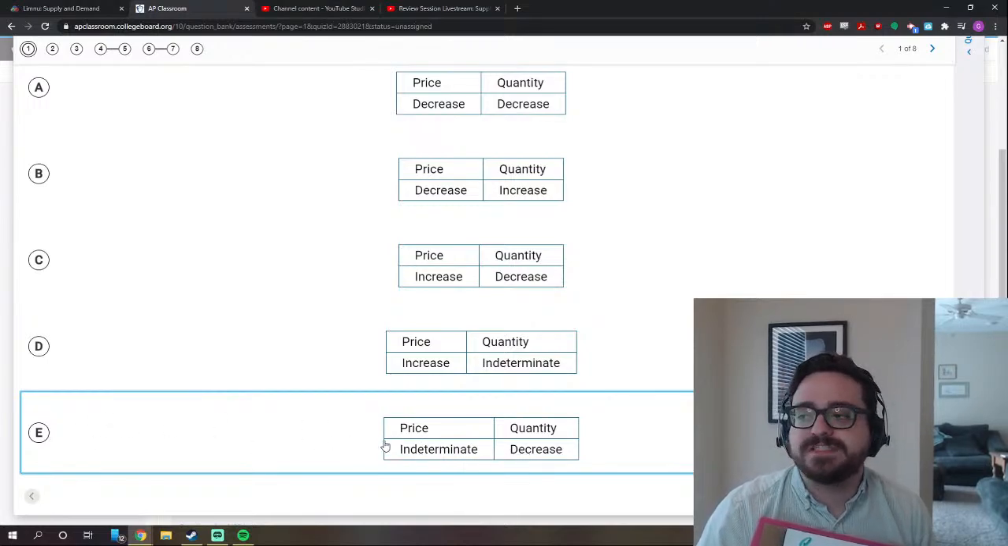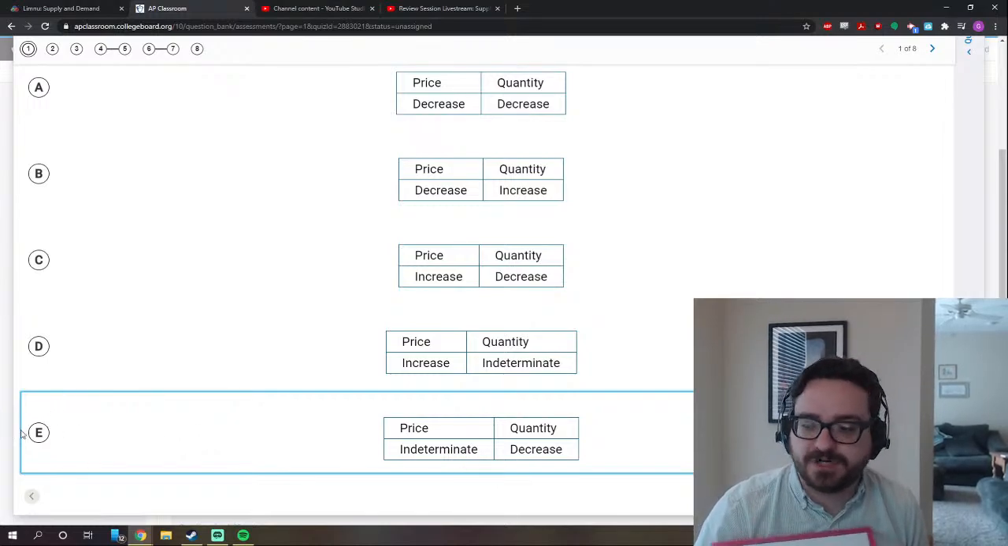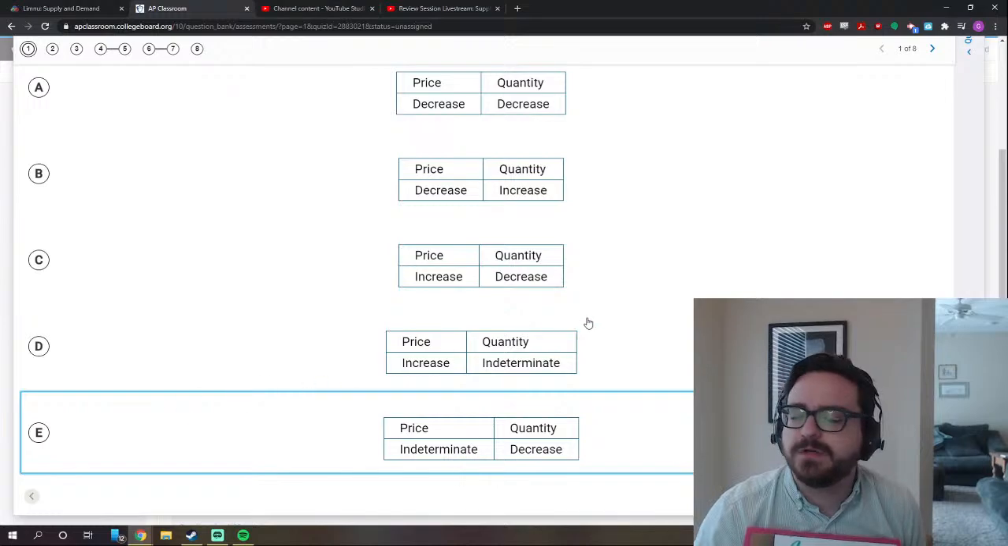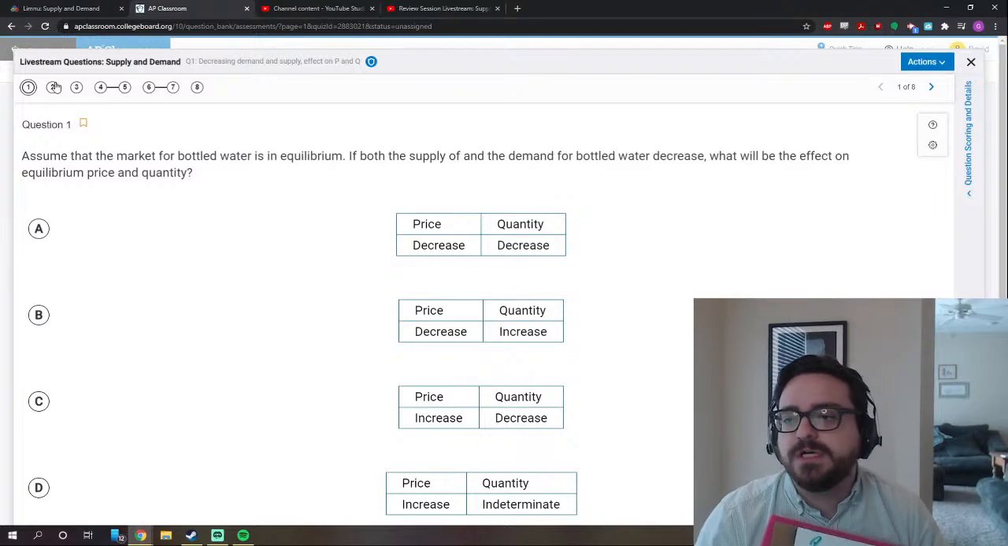My quantity decreases. Again, if you're moving both lines, something has got to be indeterminate. That's a thing worthwhile to write down. If you move both lines, something is going to be indeterminate. If you move in the same direction, like left or right, then my price becomes indeterminate. If I move them in opposing directions, then it's quantity.